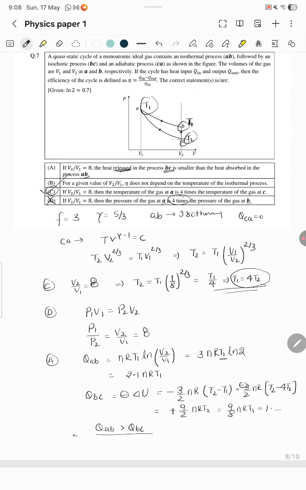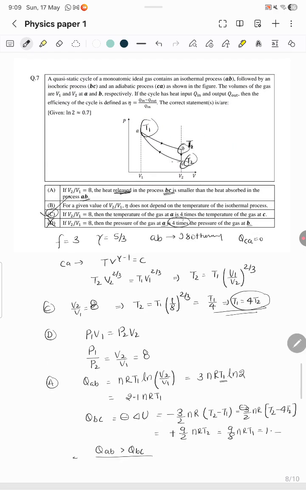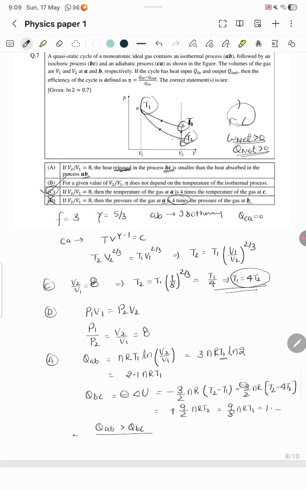Heat released is more than heat absorbed. Then it is a Carnot cycle, right? So heat must be released. Heat release will be more. So we actually could have solved it without any calculation. Not a Carnot cycle, it is a heat engine. So in the heat engine, net work is actually positive. And net work done positive means net heat is also positive. So by that only we could have said that option A is actually wrong. Let's talk about option B.